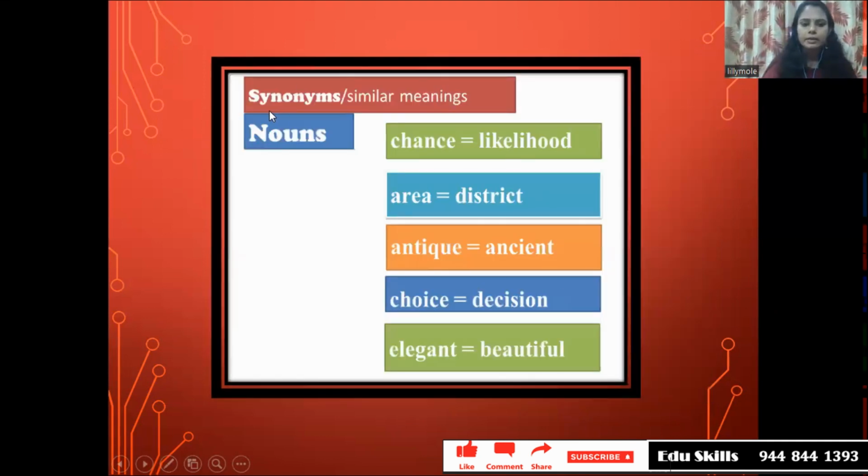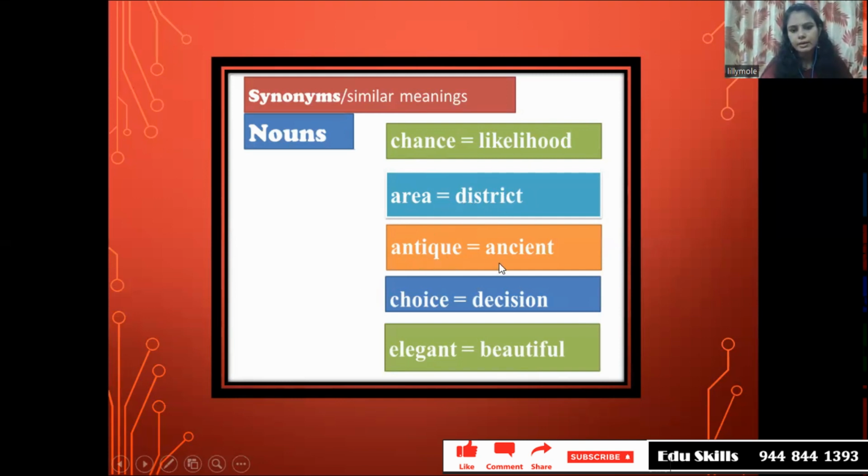Then the next one is synonyms. There are a lot of synonyms. We know that one. So there are some examples for the nouns. If there is chance, maybe in the test you can see the chance, but in the audio maybe they are telling likelihood. That means this is similar to chance. Then area: maybe in the test you can see the area, but in the audio maybe they are telling district. So we need to understand this one.